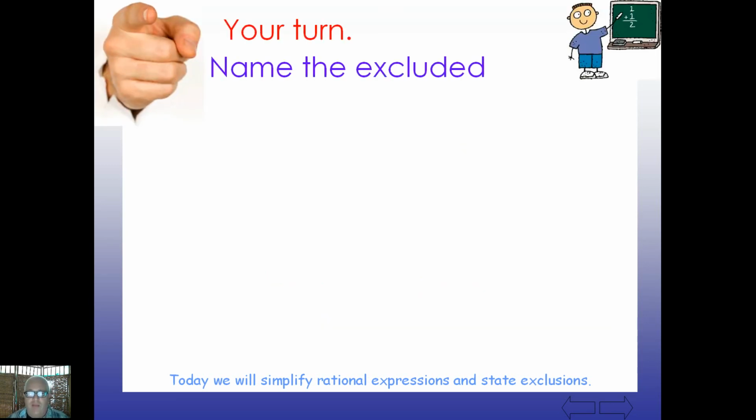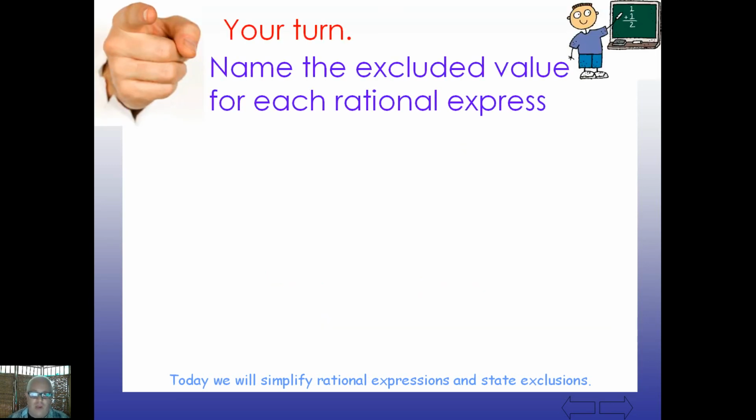All right, your turn. Name the excluded value for each rational expression. So again, what would make this 0? How about negative 6, right? Negative 6 plus 6? So we can't allow y to be negative 6. How about this one? 12 over m minus 3. What do you think? What can we not allow m to be? Well, m can't be 3, because what's 3 minus 3? 0. Can't have that.